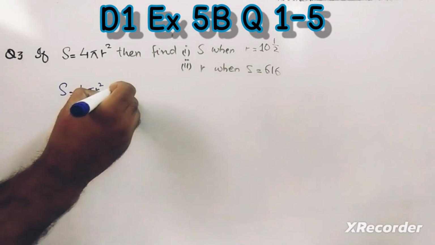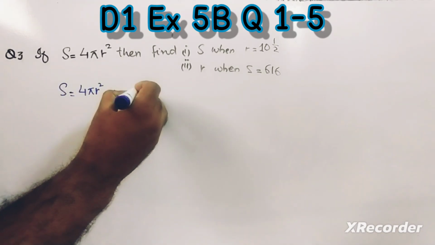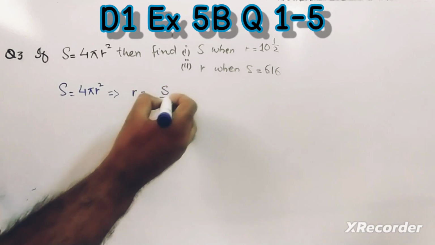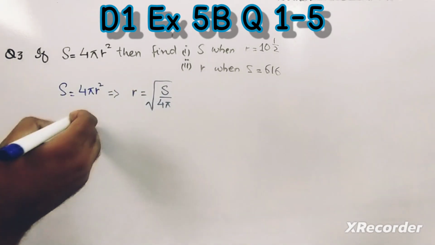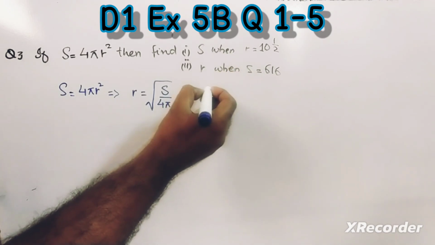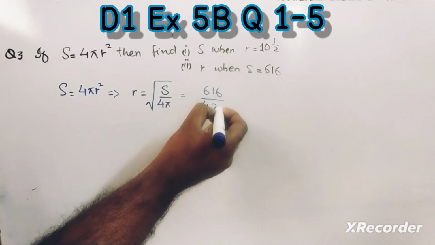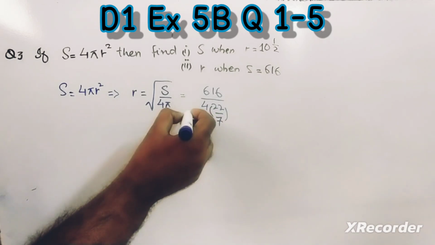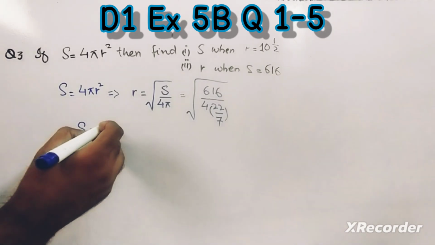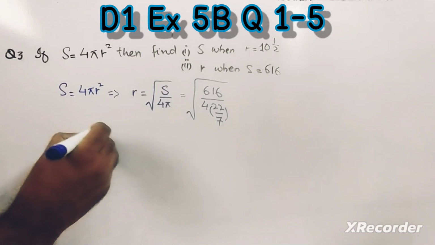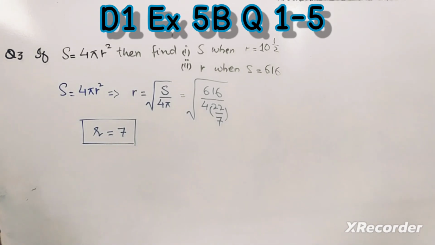Now for part 2, we can write this equation like that. We have to find the r, so we eliminate r from this equation like that. r is equal to square root of s upon 4 pi. So by putting the values, we get s is 616 upon 4 and pi is 22 upon 7, and there is a square root as well. Now by solving, we get r. You can do it with your calculator, and the r is 7. That is our required answer.